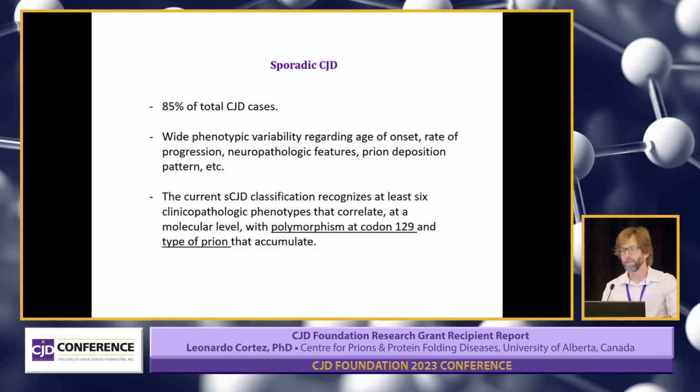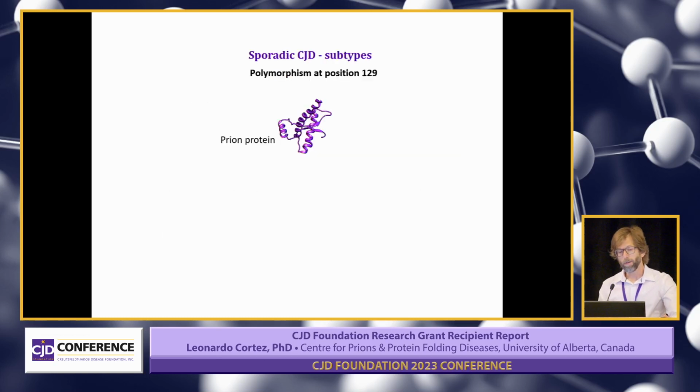A lot of effort has been invested trying to understand this variability and also trying to classify the different subtypes of sporadic CJD. And the current sporadic CJD classification recognizes at least 6 clinicopathological phenotypes, 6 clinical presentations of CJD. This classification is based on 2 facts. One is the polymorphism at codon 129, and the other is the type of prion that accumulates in the brain.